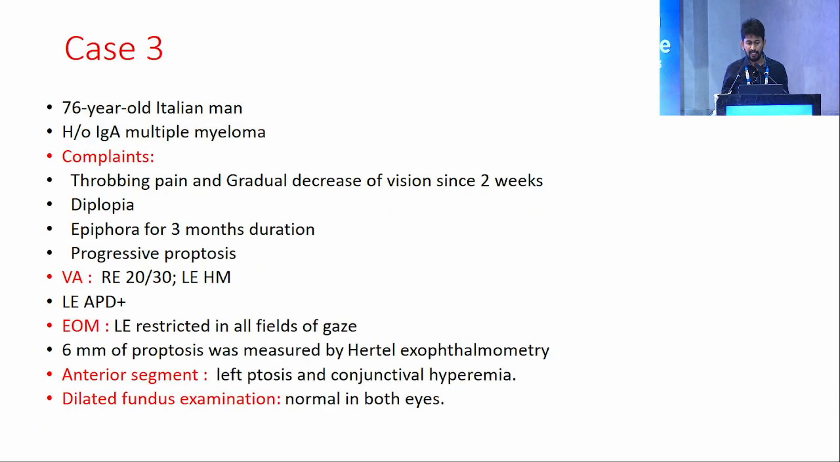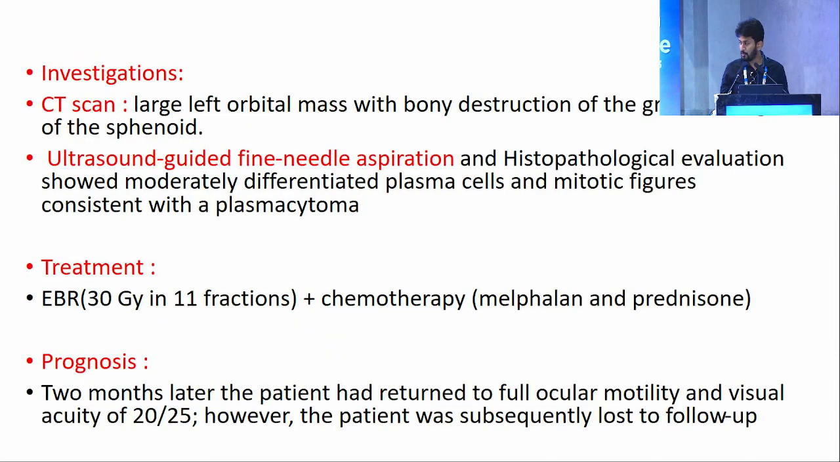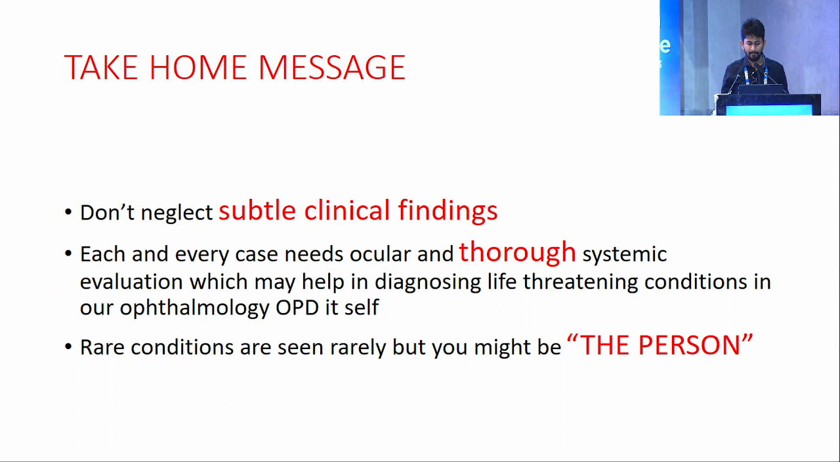And one more case is a 76-year-old Italian man who presented with painful decrease of vision in both eyes. The same findings, but in this case the greater wing of the sphenoid also got involved, and he was started on a combination of external beam radiotherapy along with chemotherapy. After 2 months of treatment, the patient recovered well. So the take home message: don't neglect subtle clinical findings like anemia. Each and every case needs thorough ocular along with systemic evaluation, which may help in diagnosing life-threatening conditions in our ophthalmology OPD itself. Rare conditions are seen rarely, but you might be the person. Thank you.